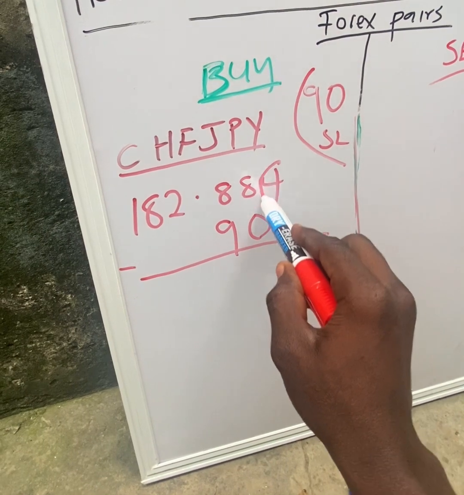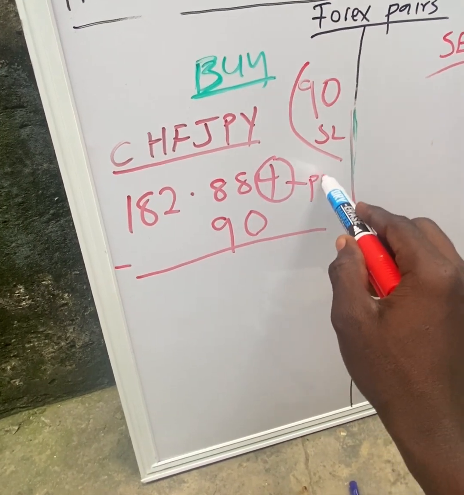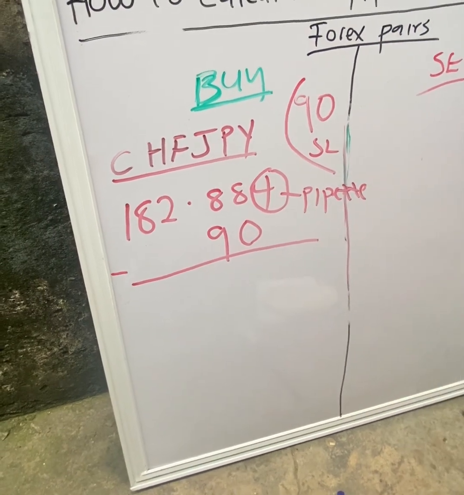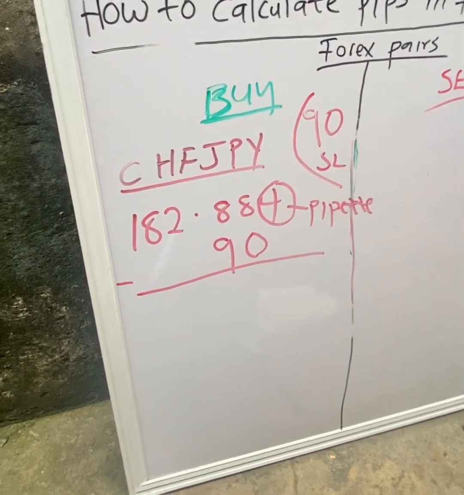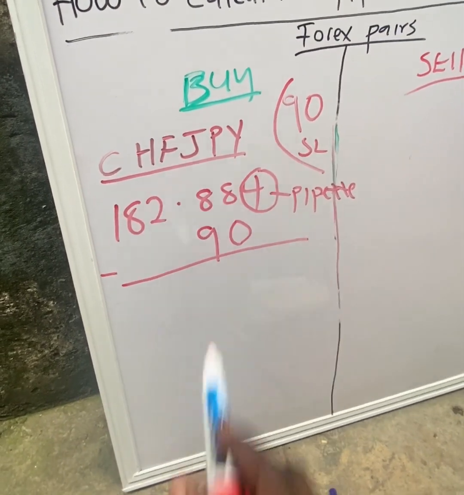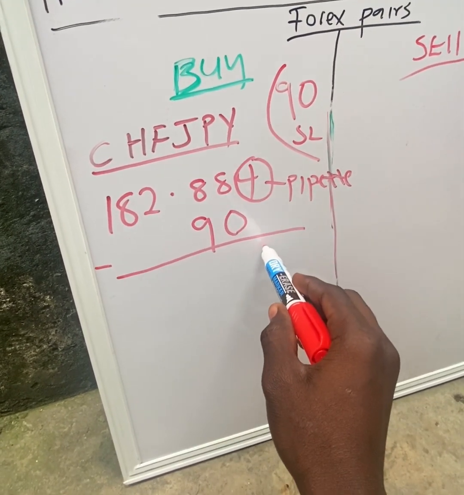Always leave the last number because this is pipette. It's not a pip, it's pipette. So we ignore that number. Then we start from here. 4 minus 0 is what? 4.